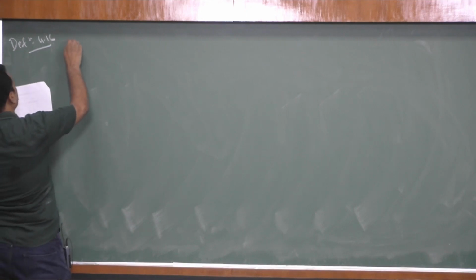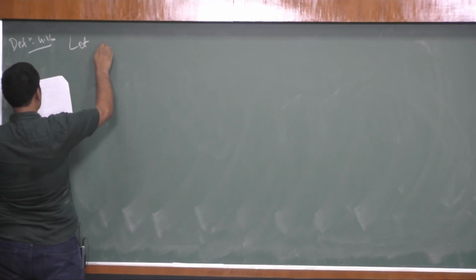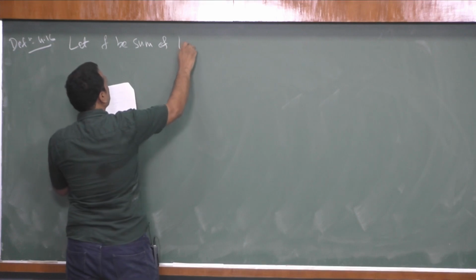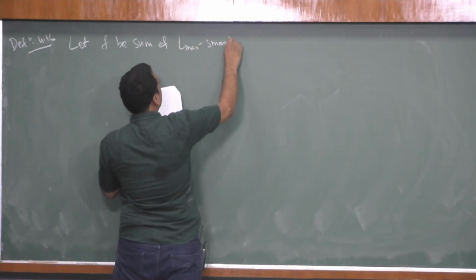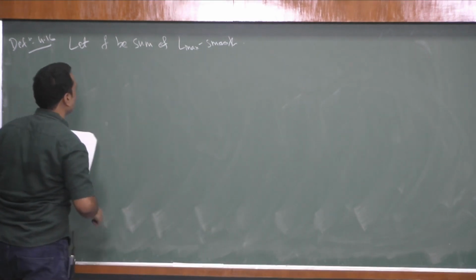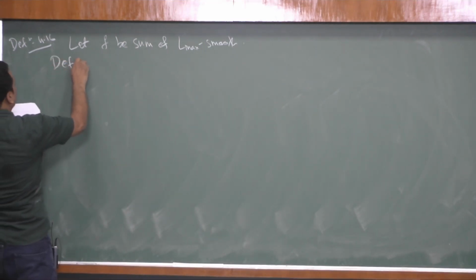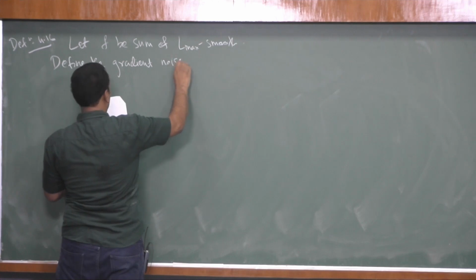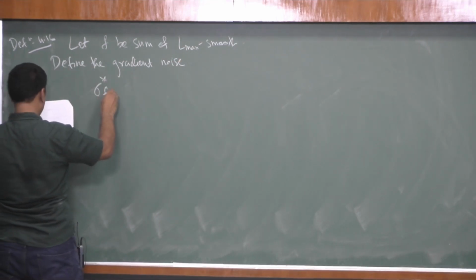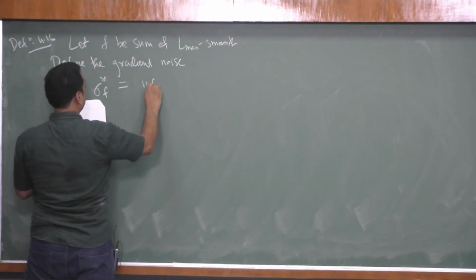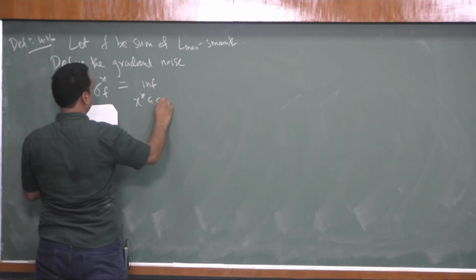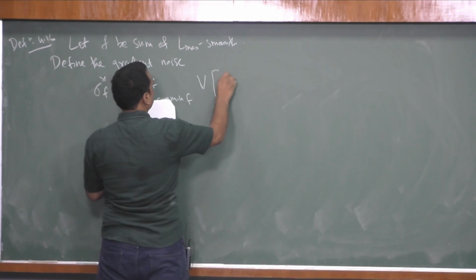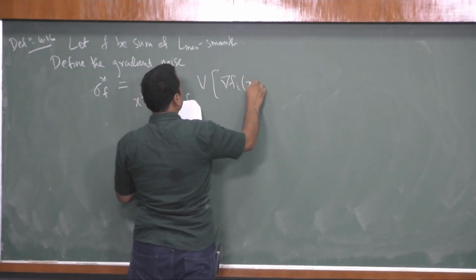So let us consider, let f be a sum of L max smooth functions, and we define the gradient noise to be sigma star f, defined to be the infimum over x star in arg min f of the variance of grad f_i at x star.